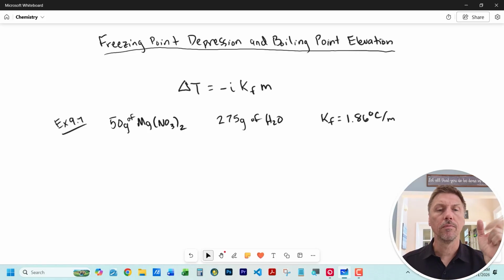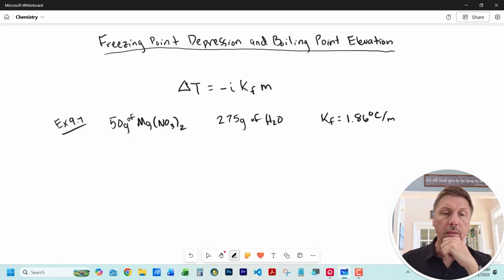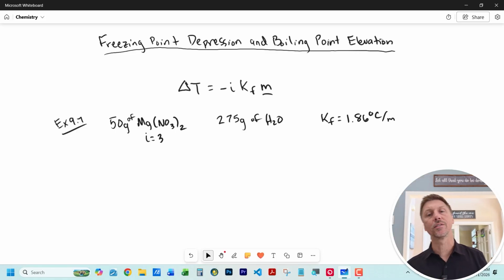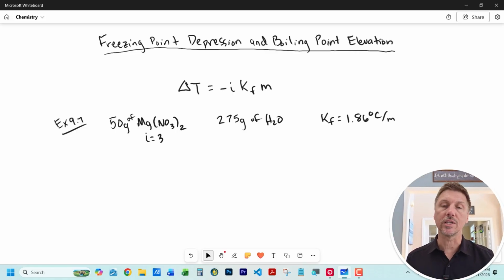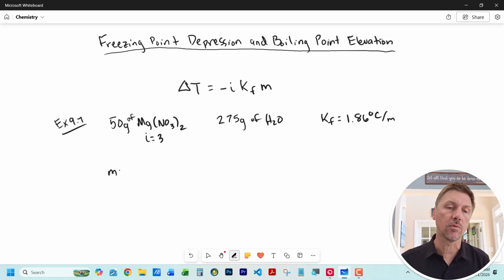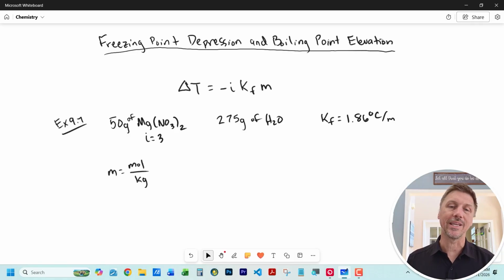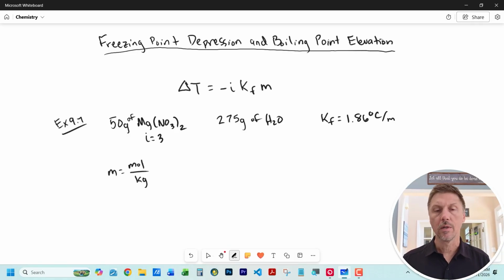Okay, so we've got MgNO3. We know then that I is going to be equal to 3, right? We just looked at that because we've got 3 ions there. They've given us Kf. But in order to find change in T, the other thing we need to find is this little m, which stands for molality. Well, we just learned the formula for molality, right? Molality equals the number of moles of the solute divided by the kilograms of the solvent. And so how many moles of solute do we have? Well, we're going to have to calculate that because they gave us the solute, which is the magnesium nitrate, in grams, not in moles, right?